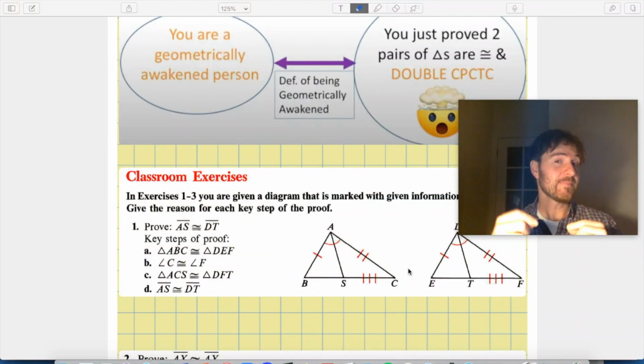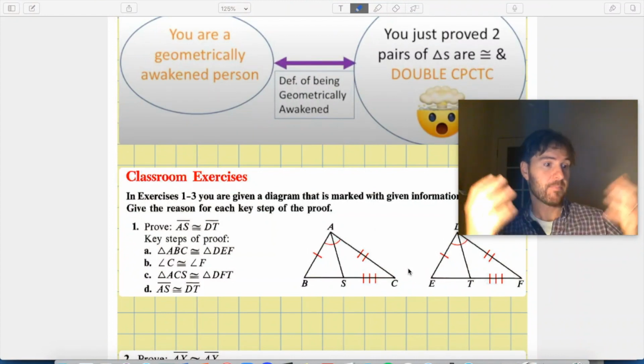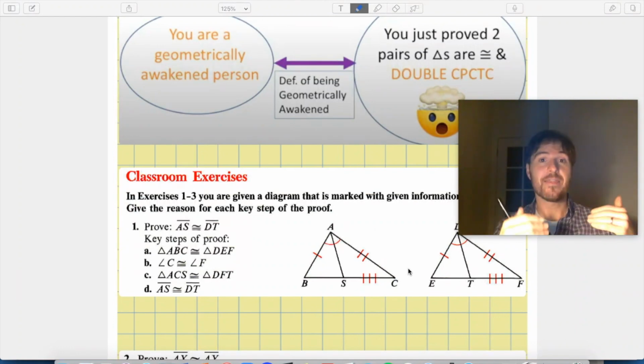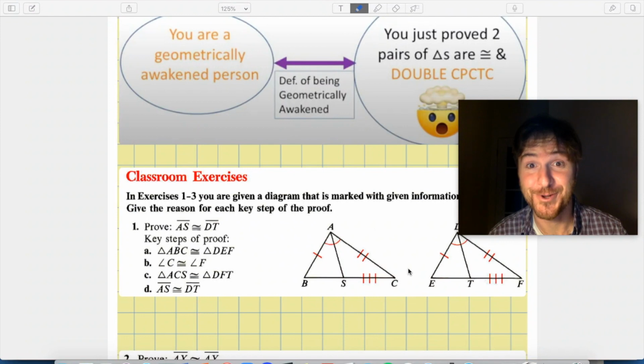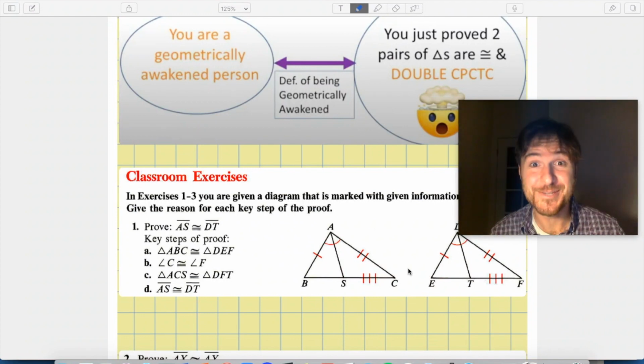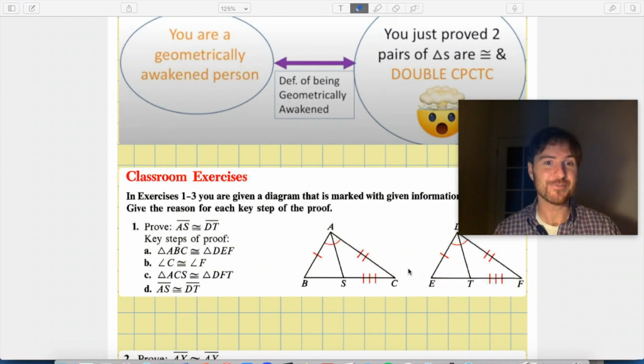Okay, so we use CPCTC after we get the congruent triangles, because that's going to help us get a pair of corresponding sides or angles, and then that's going to help us prove yet another pair of triangles are congruent. Whoa, and then we're going to use CPCTC again. You ready? Ready to strap in with this here?